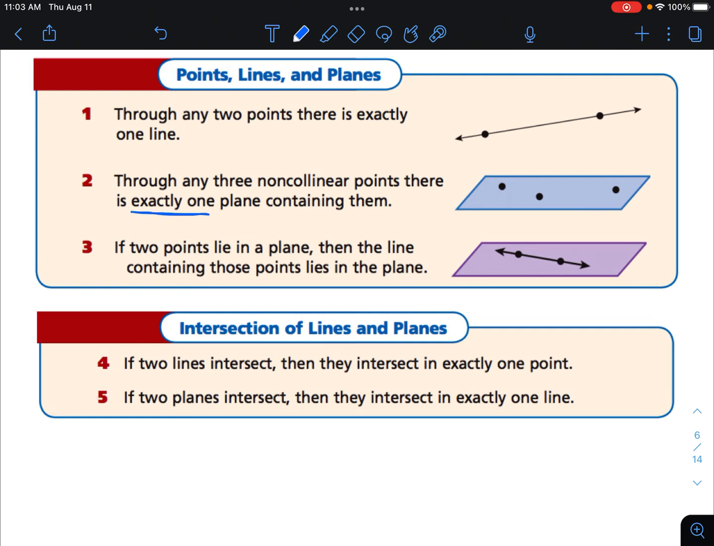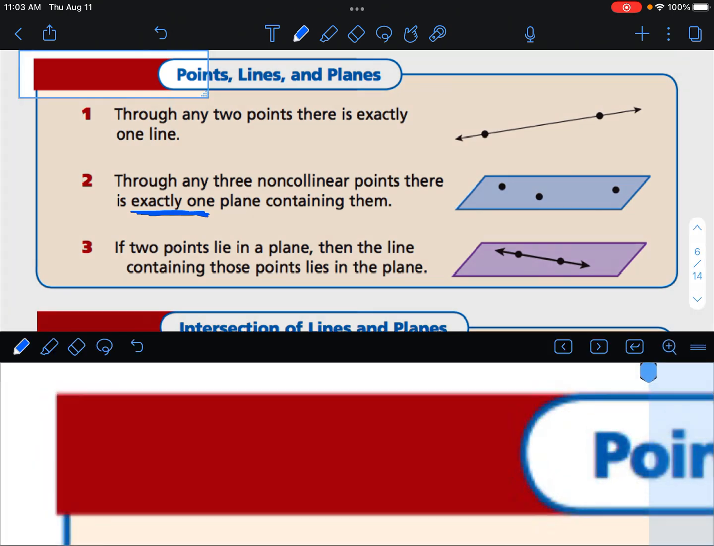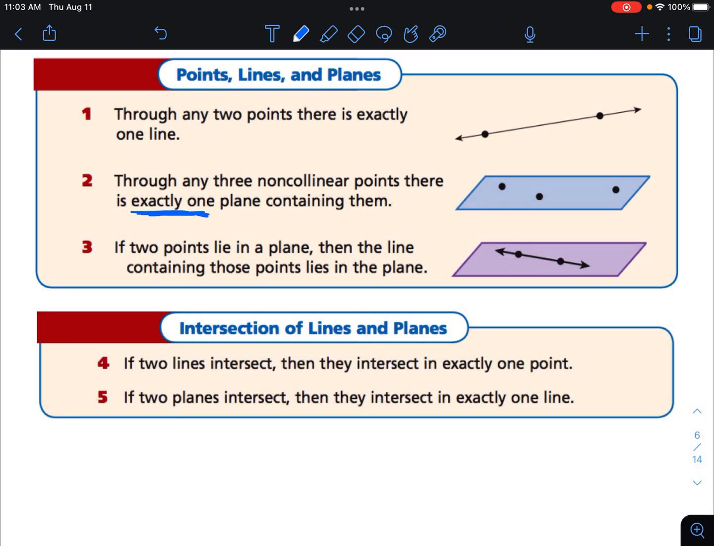I'm going to point out that word, exactly one. That's what I've been talking about this whole time with those 3 non-collinear points. If they're collinear, you could name more than one plane, and we don't want to do that. Number 3, if 2 points lie on a plane, then the line containing those points lies in the plane. Seems pretty simple. Number 4, if 2 lines intersect, then they intersect at exactly one point. So if I drew 2 lines here, there's 1, there's 2, they intersect at one spot and one spot only.